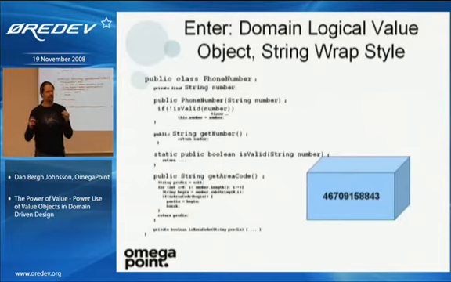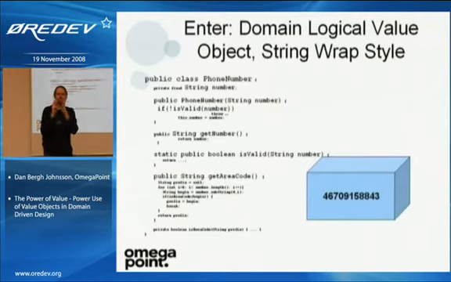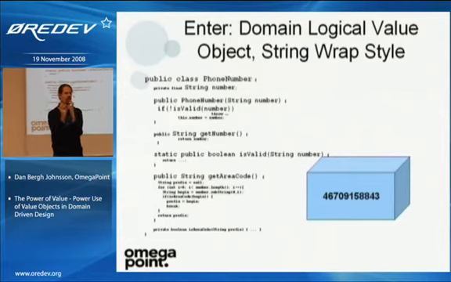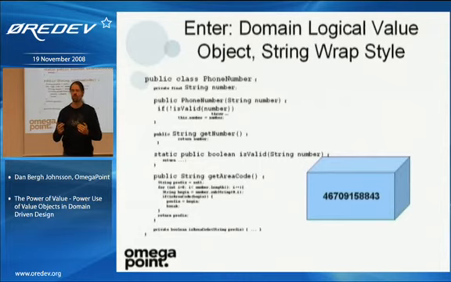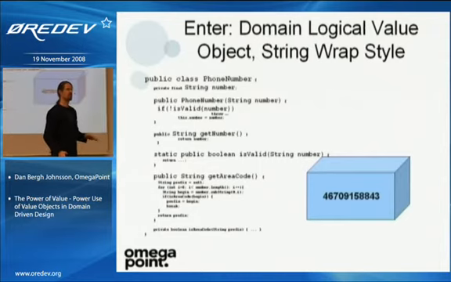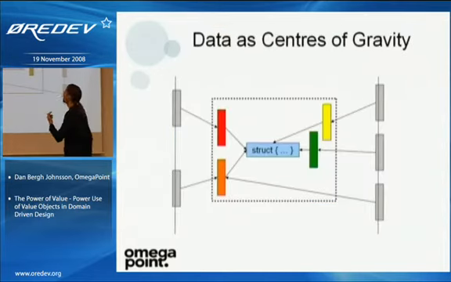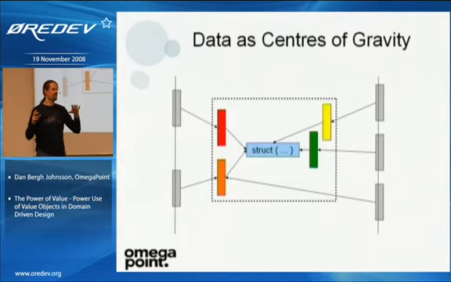So in this way, if we're doing our object orientation well, data attracts behavior from the system. And if there's no phone number class or concept, there's nowhere phone number related functionality can move to. So they will just wander around homeless throughout the application. So basically I think of this as data as centers of gravity.